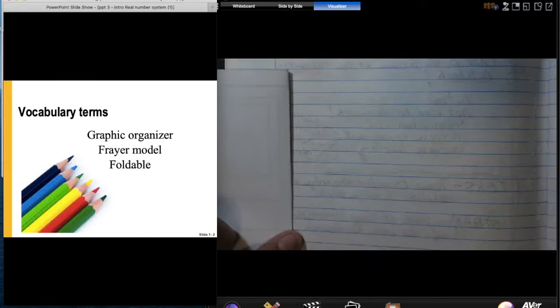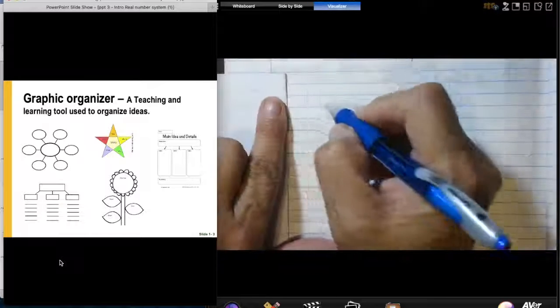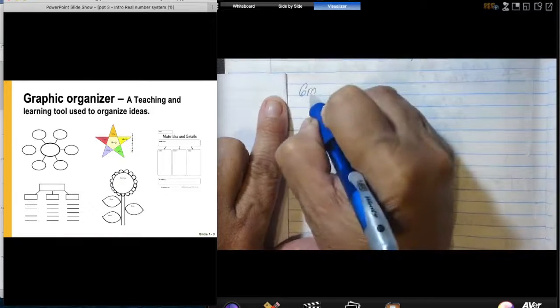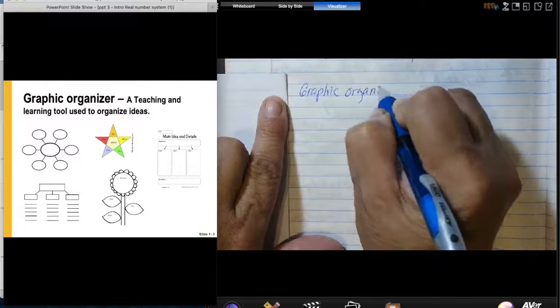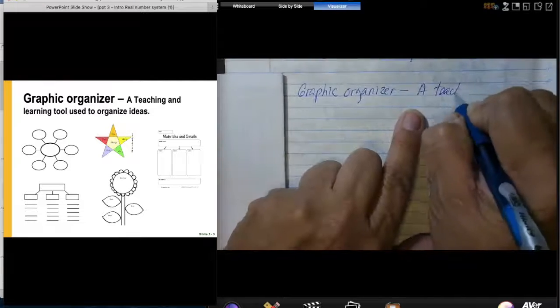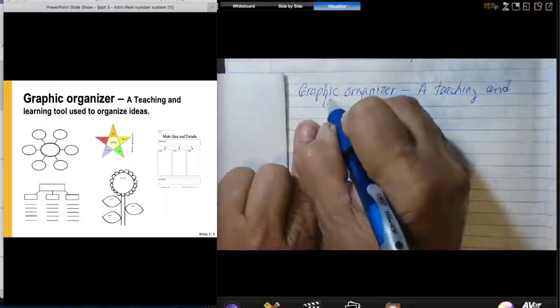Okay, so on page 5, we're going to begin by defining several words. We have graphic organizer, Frayer model, and foldable. So let's begin with graphic organizer. A graphic organizer is a teaching and learning tool that is used to organize ideas.